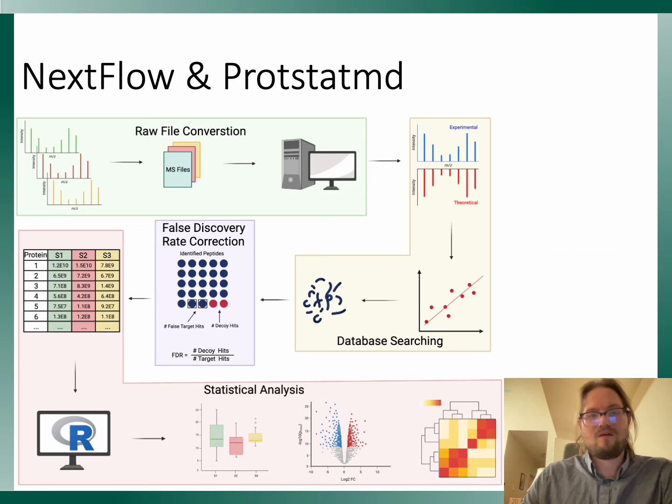gradient. Once I had the raw files, I uploaded them to the Wayne State high-performance computing grid and used Nextflow, a command line tool which links containers with scripts and computing environments for raw file conversion, database searching using the MSGF or Comet algorithm, false discovery rate correction using the Percolator algorithm, and statistical analysis.